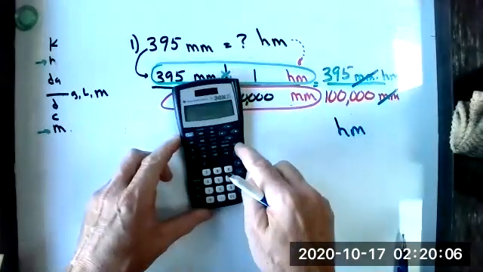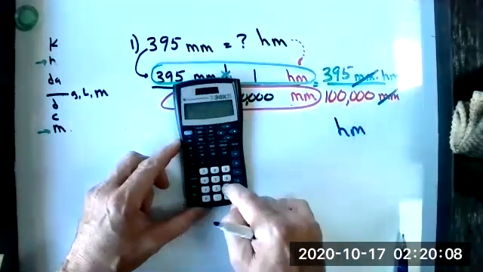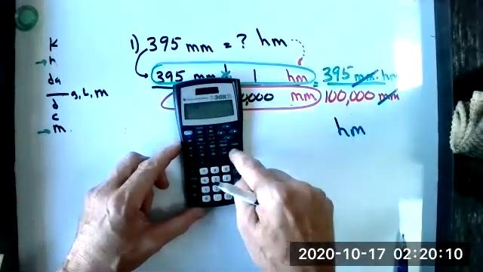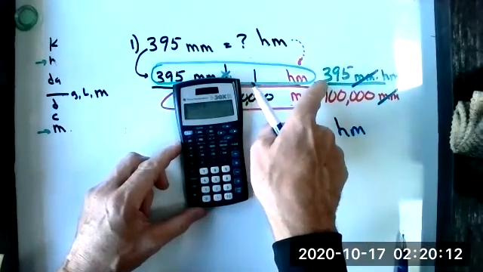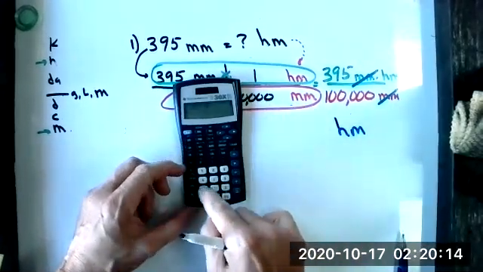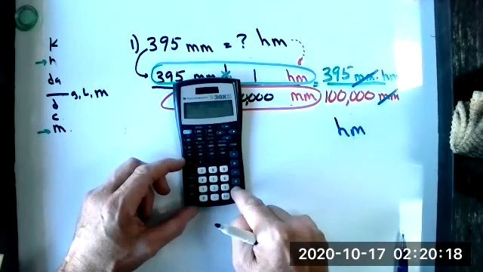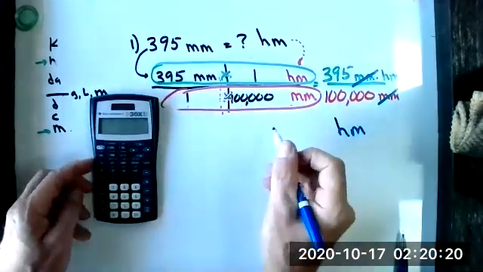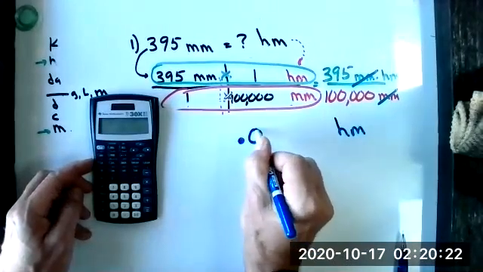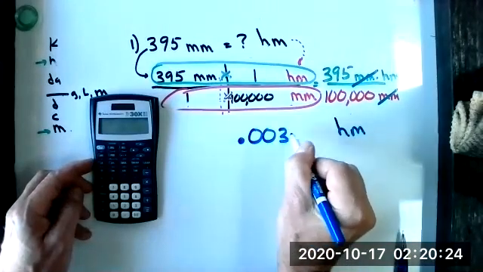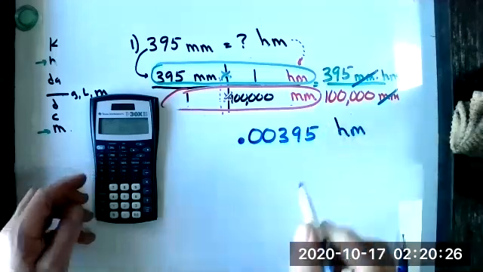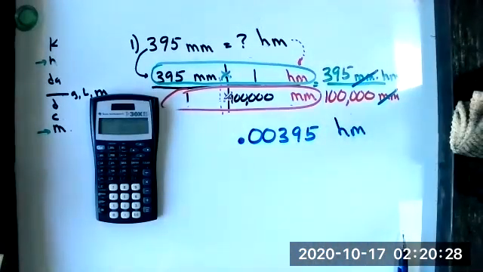That's perfect. You grab your calculator, and you simply go, hey, 395, he goes in first. Press divide, which is what that line is, and divide it by 100,000. 1, 2, 3, 4, 5. And my calculator shows me an answer of 0.00395. Perfect. That's it.